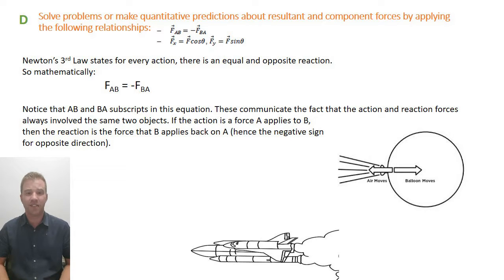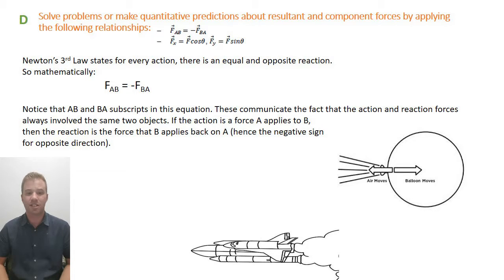Newton's third law states for every action there's an equal and opposite reaction. So mathematically this is represented by F_AB equals minus F_BA. Now notice that AB and BA are subscripts in this equation. So these communicate the fact that this is action and reaction forces and they always involve the same two objects.